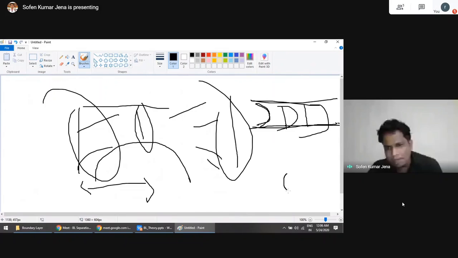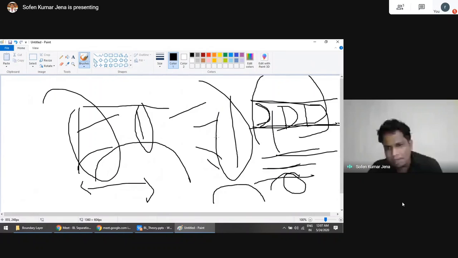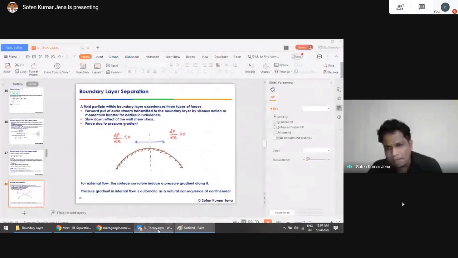But again, it's the external flow across the cylinder, flow across the sphere, or flow across a box or something around. So here the free stream exists. Free stream fluid exists to a certain level of the atmosphere. That's why here, because of the blunt or curved shape, a pressure gradient came, right? So let's go to the theory.